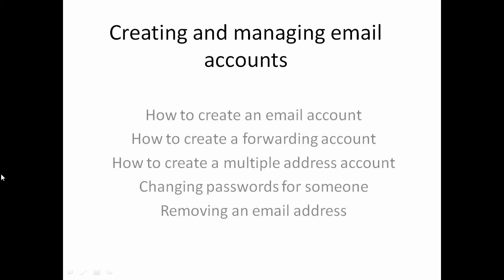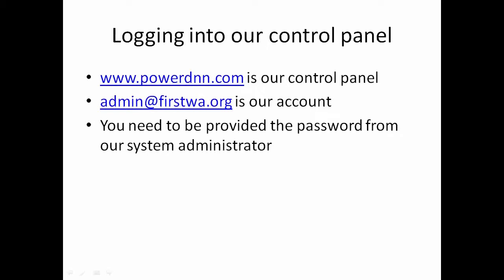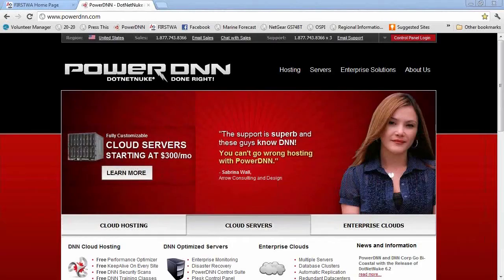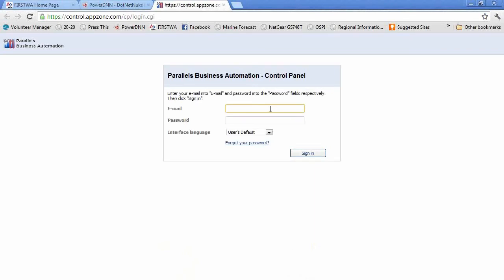All of our controls for dealing with the email accounts are on our control panel. The site for it is www.powerdnn.com. Our account is admin@firstwa.org. So in a web browser, I've opened up powerdnn.com, and there is a little login button up in the upper right-hand corner. I'm going to use our admin mail address and our admin password. If you don't know what that password is, you'll need to ask one of the administrators for it.